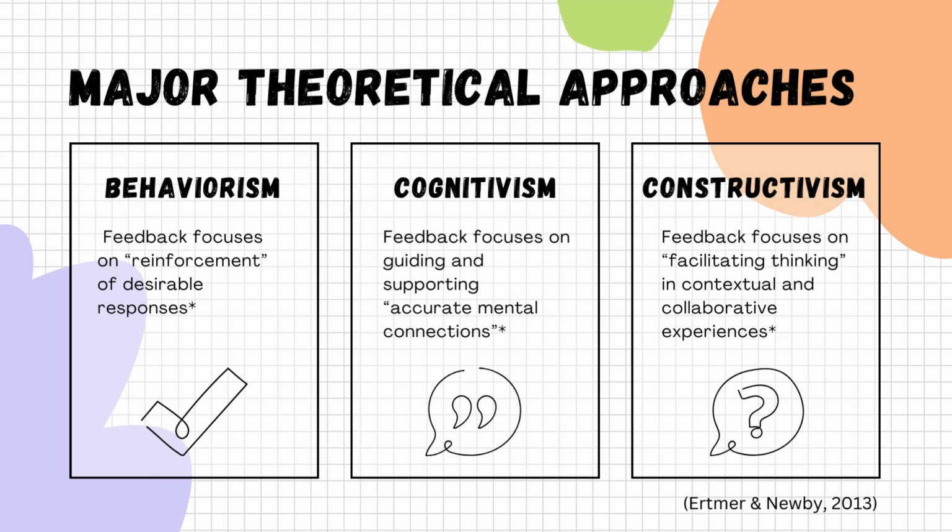So the feedback in behaviorism is really focused on reinforcement of desirable responses. It's basically feedback like correct, incorrect. In cognitivism, the feedback focuses on guiding and supporting what they called accurate mental connections, and I liken that to when, especially with language arts, we actually provide the rationale. It's more than just saying incorrect. It's giving them guidance to go back and reevaluate their text evidence and come back and rethink the question to try again.